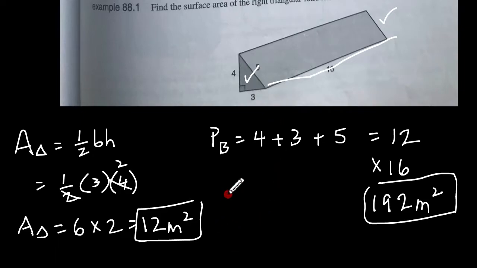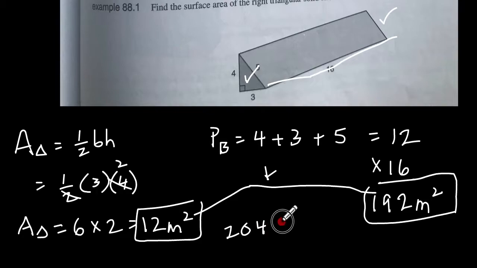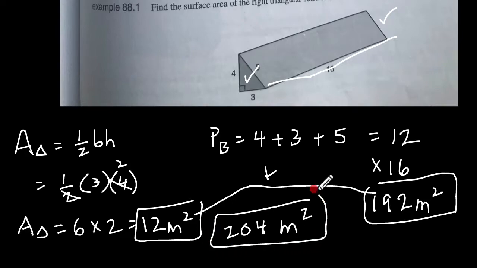But to find the surface area, we're just going to add these two together. And we're going to get our final answer is 204 meters squared. That's 204 meters squared. That's example 1, not horrible. It's going to get a little bit worse before it gets better.